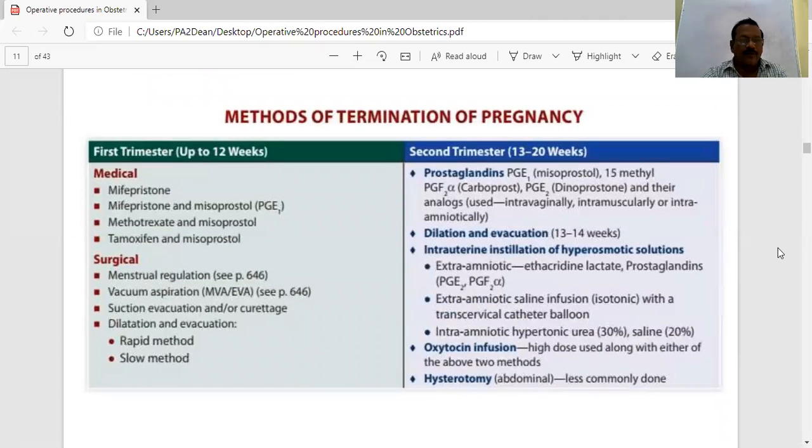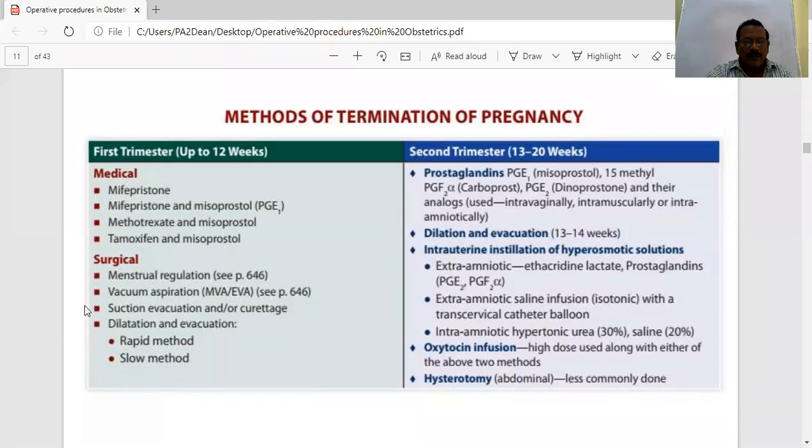Now the methods of termination of pregnancy. In the first trimester, that is up to 12 weeks, medical termination uses drugs such as mifepristone and misoprostol, that is PGE1, then methotrexate and misoprostol, then tamoxifen and misoprostol. Surgically, we can do menstrual regulation by putting a Karman's cannula, and this can be done up to 6 weeks of gestation. Then vacuum aspiration also we can do.